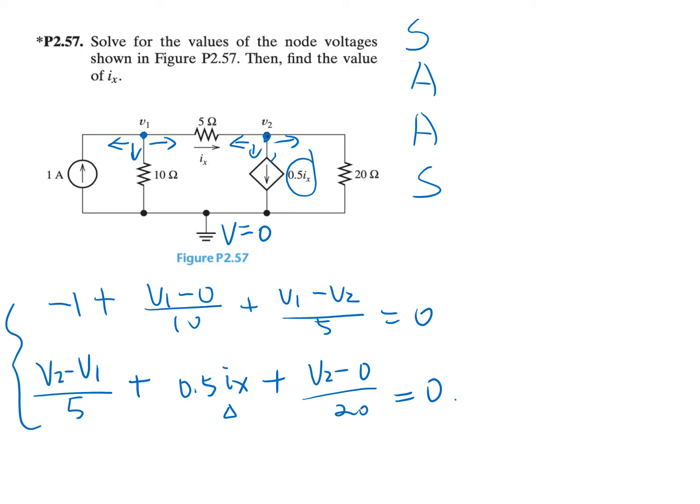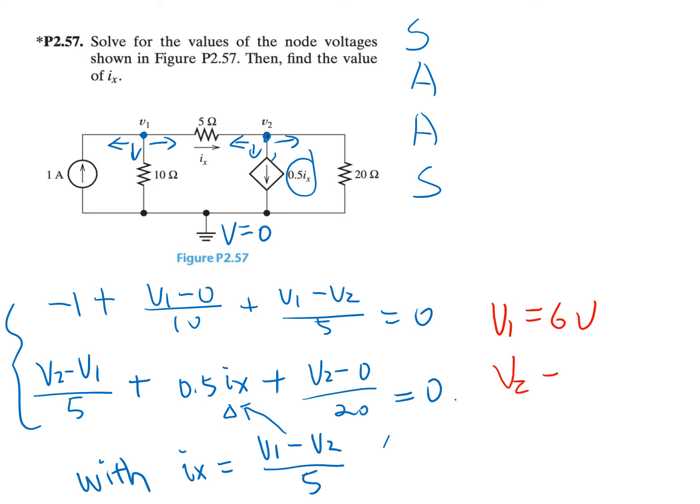Well, we can find that Ix is here. That flows from node 1 to node 2. So using Ohm's law, we have Ix is equal to (V1 minus V2) divided by 5. With this equation, we can eliminate the Ix. Our system of equations only contains V1 and V2, and we can very easily solve them and find out that V1 is equal to 6 volts, V2 is 4 volts, Ix is equal to 0.5 amps.